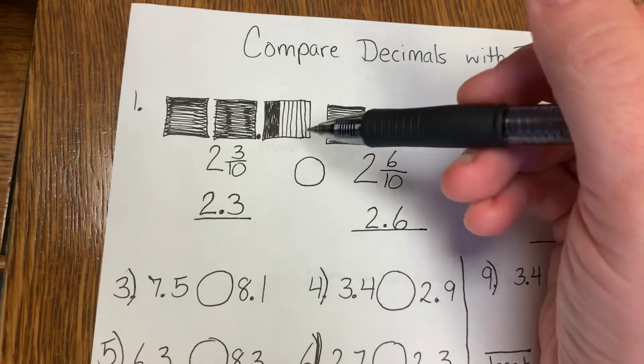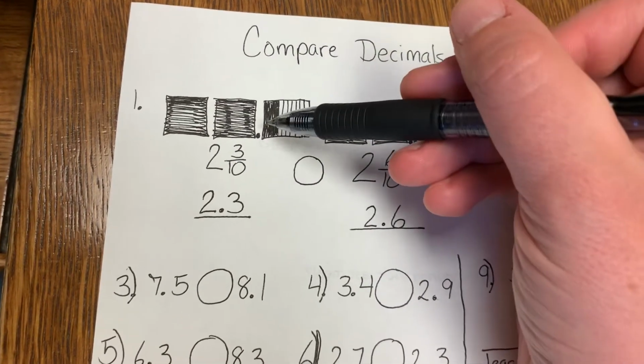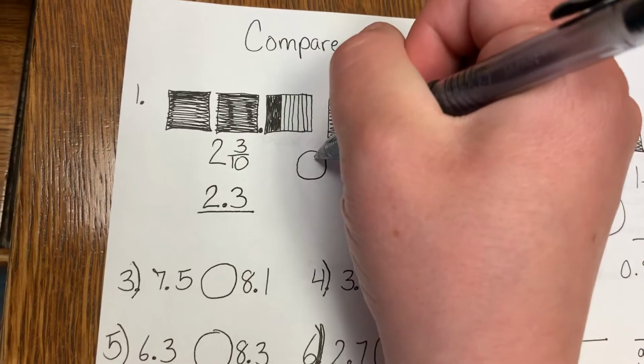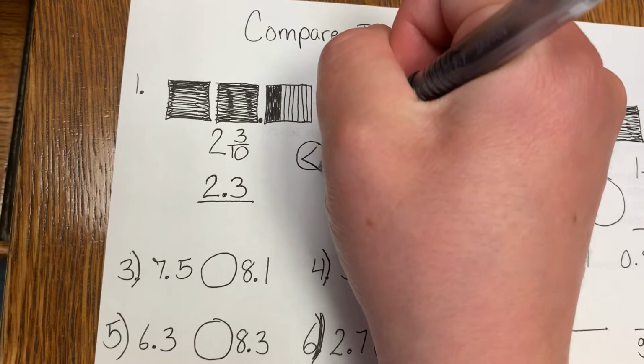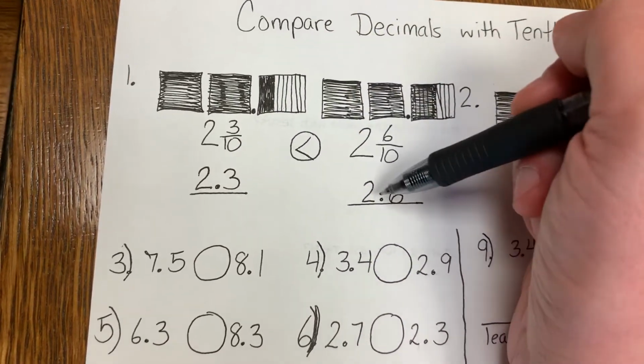So you can see in the picture which one is larger. They both have two whole pieces, and then this one has 3/10, this one has 6/10. So we know that 6/10 is going to be greater. So it says 2.3 is less than 2.6.